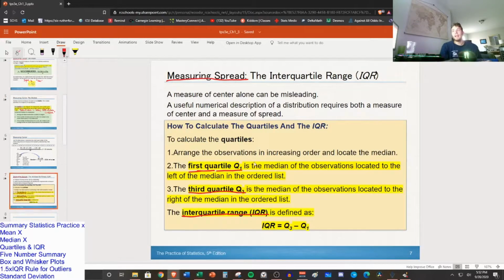So to add to our quartile definitions down here, which we're going to make sure we have written down, we're going to add to quartile 1 here. We're going to say it is the median of the observations located to the left of the median in the ordered list.